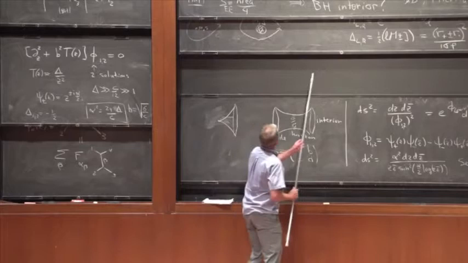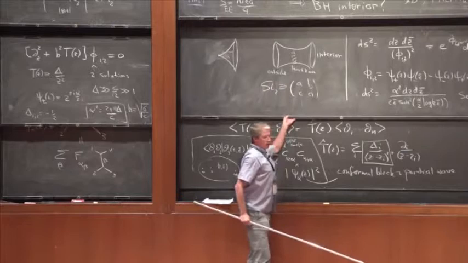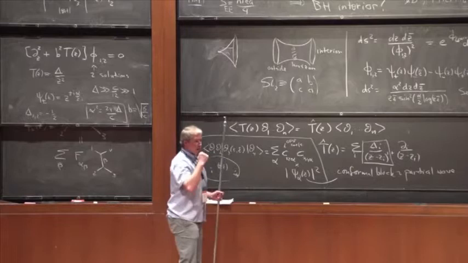Let's see, should I keep that here or move it up? Let's move it up. Yes, I got a pure state for BTZ. Even the geometry looks like that. And let me try to summarize in more detail what the final picture is here.